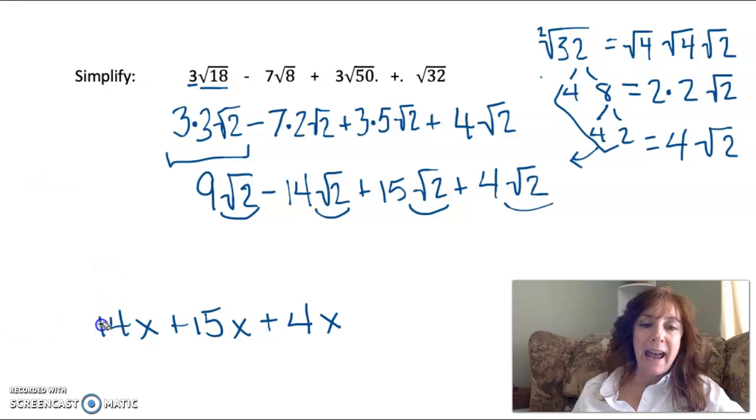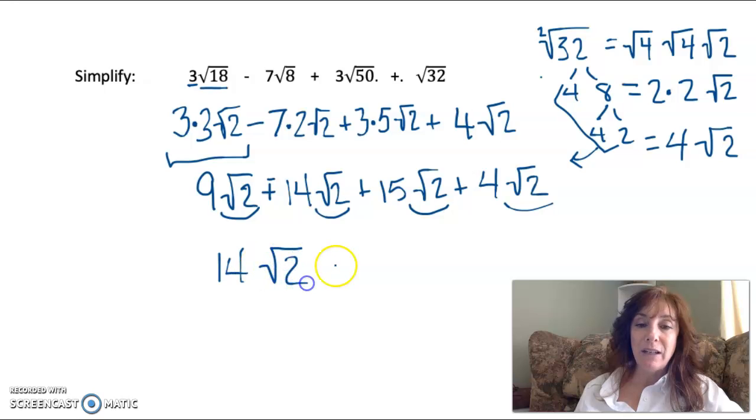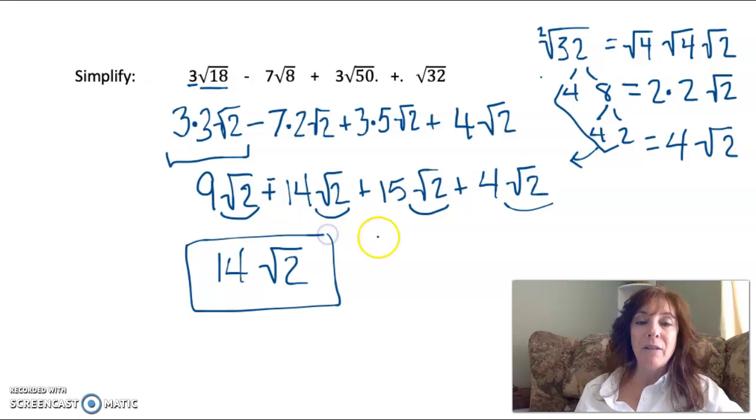So I need to add those like terms. Well, all I have to do is add the coefficients. 9 minus 14, that's 9 plus negative 14, that's negative 5, plus 15, that would be positive 10, plus 4 is positive 14 square root of 2. That is the answer simplified. I simplified my roots, found like terms, and combined my like terms.